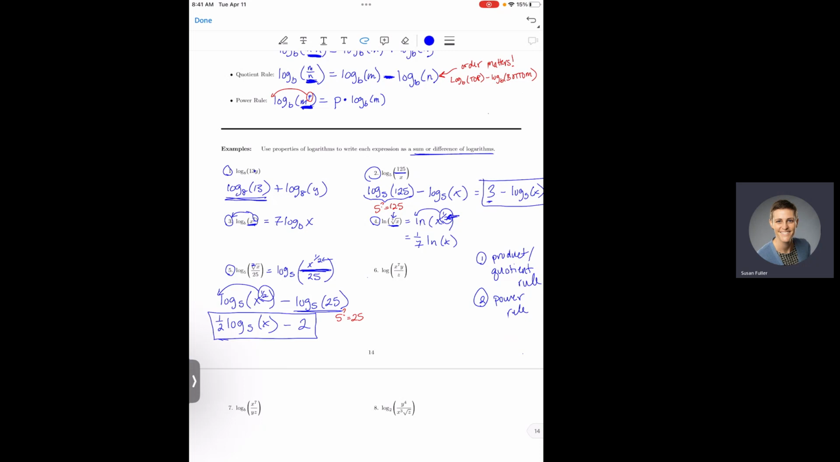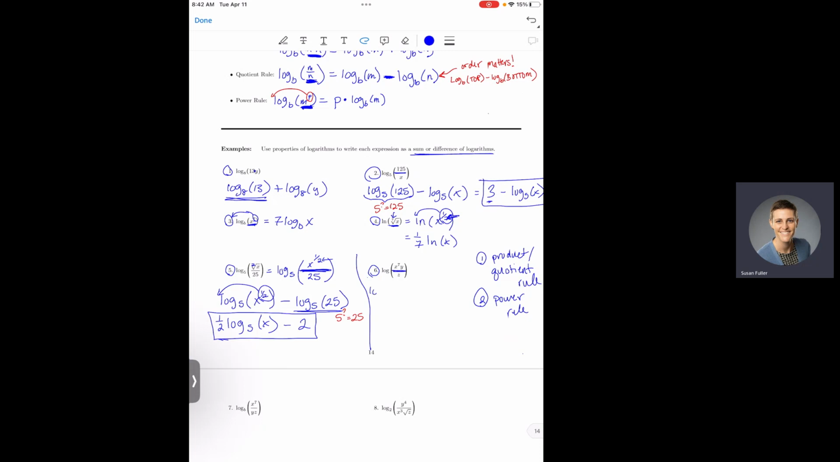Now number 6. Log of x to the 7th times y divided by z. Okay, we've got powers, we've got multiplication, and we've got division happening. So what we need to do is start with the product and the quotient rules and then go to the power rule. When we do the product and quotient rules, I actually like to do the quotient rule first. I think it's going to be the most helpful here. So let's take care of this division first.